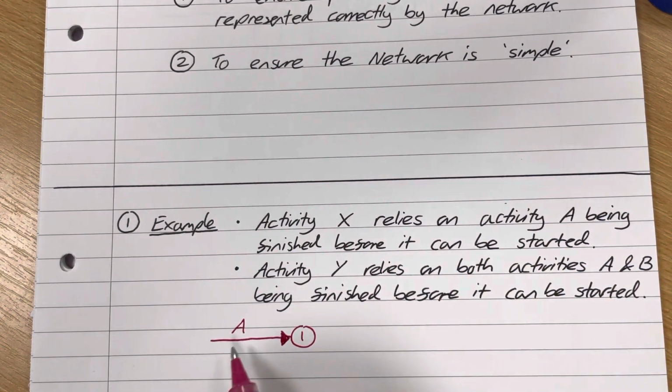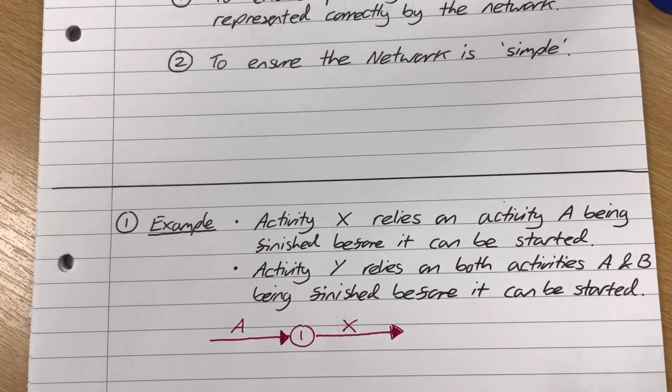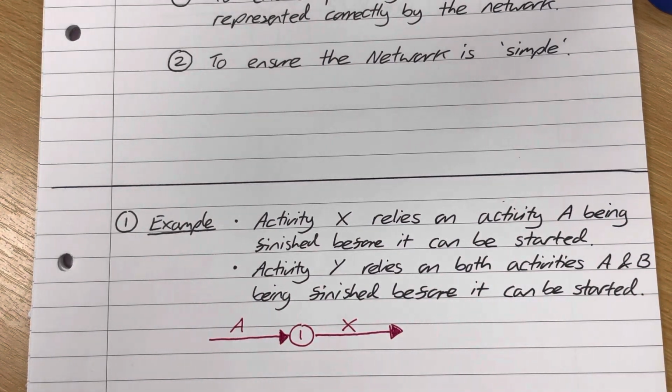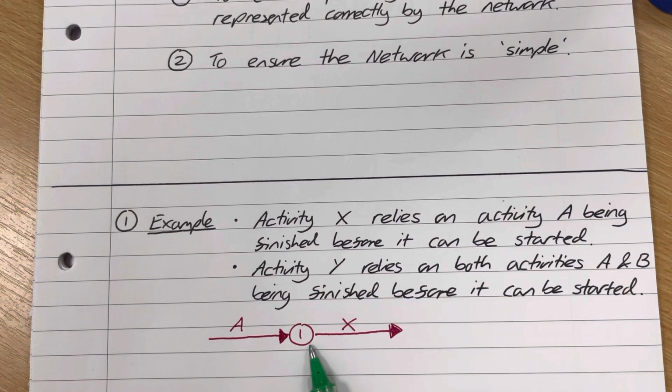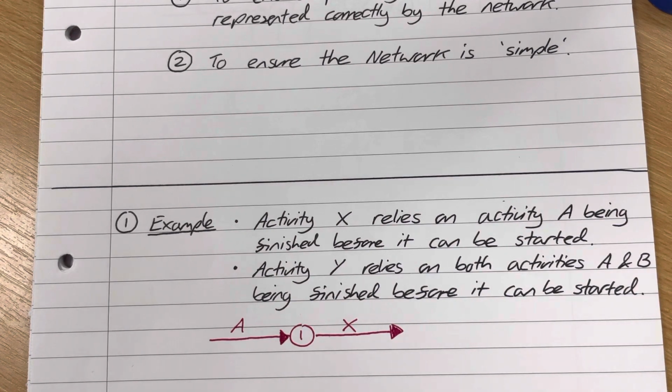And then activity X relies on A. So I need activity X coming out of that node there. So there's my activity X. Now we come to our problem, because activity Y relies on A and B being completed. So in its current form, I cannot take Y out of this node because that would illustrate that it only relies on activity A. I cannot put Y out of this node and put B into that node because that would say that X relies on A and B, which again is not true.